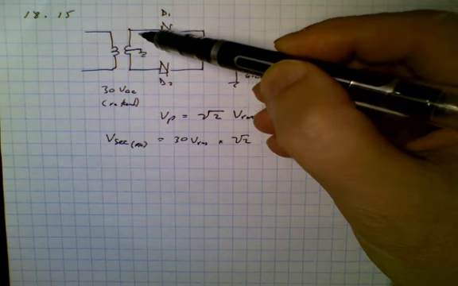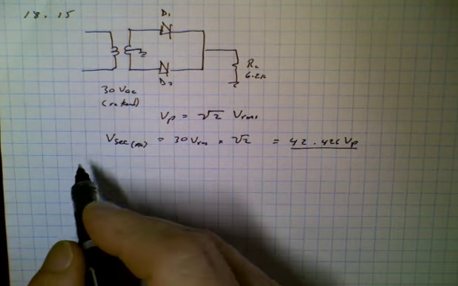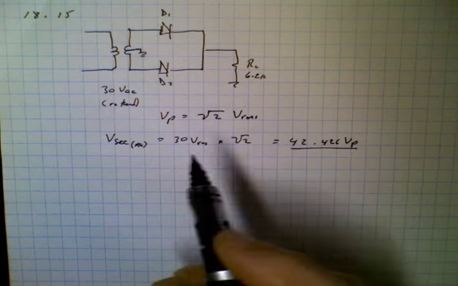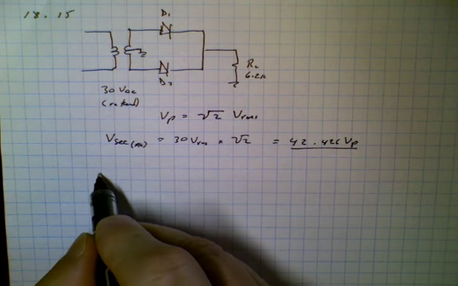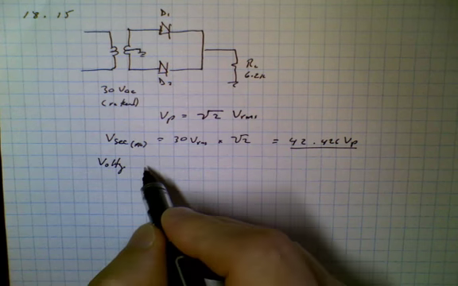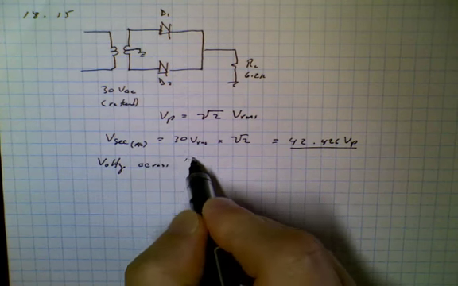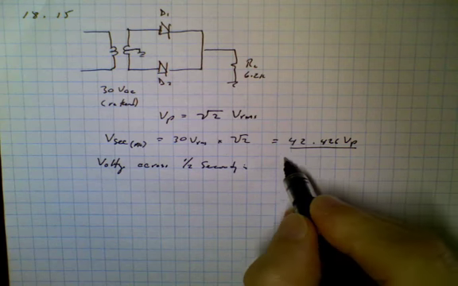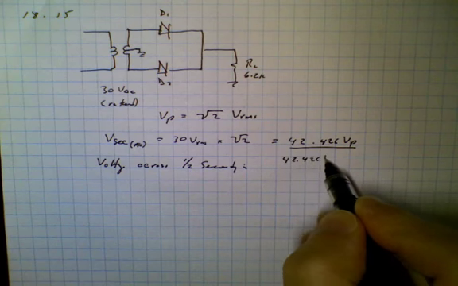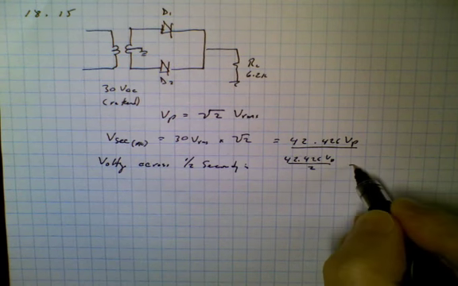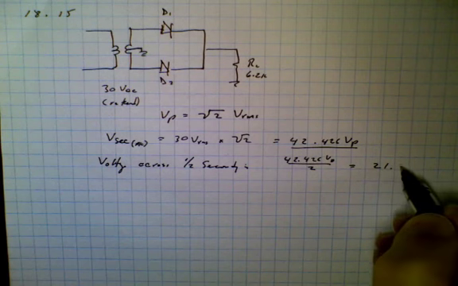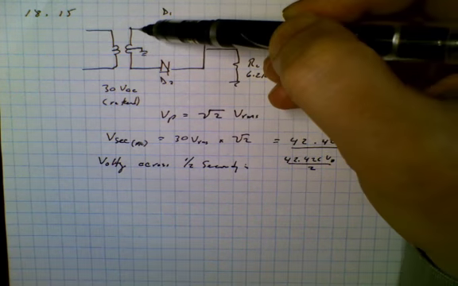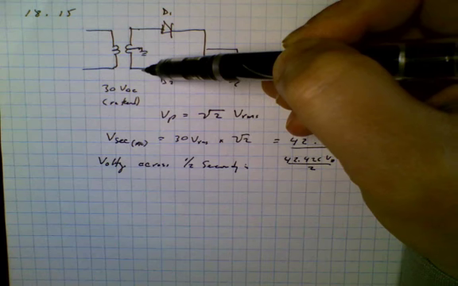This secondary is split into two windings, and therefore the voltage across half of the secondary is going to be half of this voltage. So the voltage across 1/2 of the secondary is 42.426 volts peak divided by 2, which is equal to 21.213 volts peak. So that's the voltage between here and the ground, or the peak voltage between here and the ground.